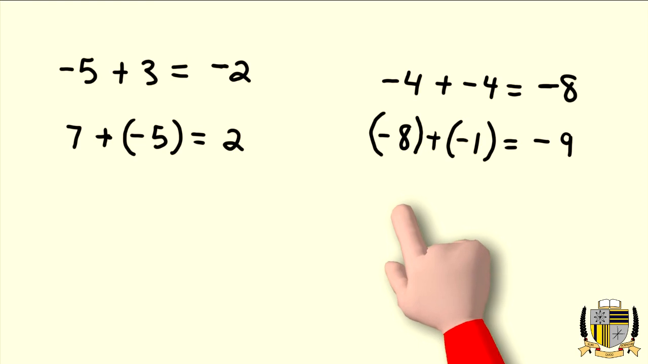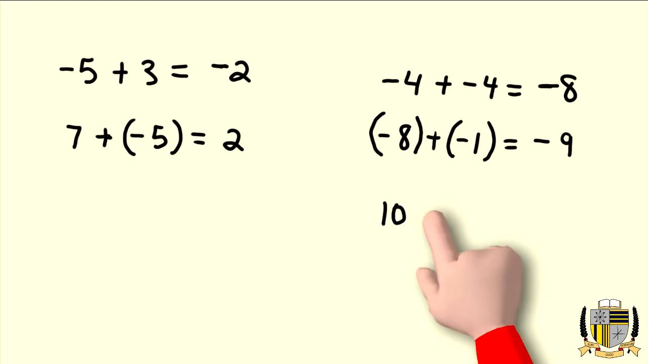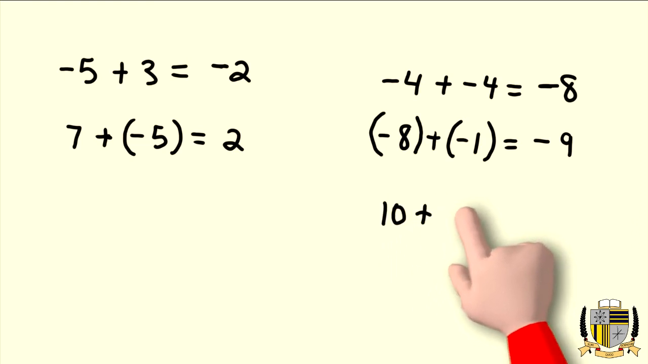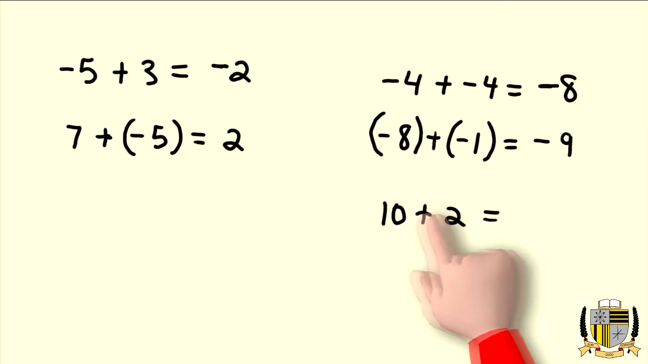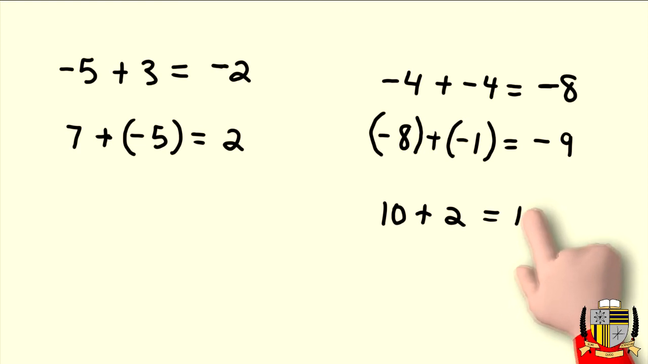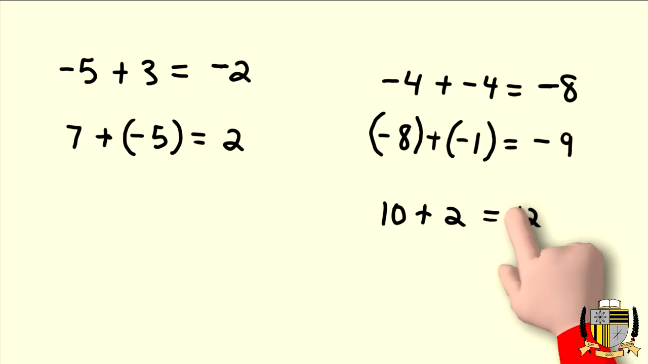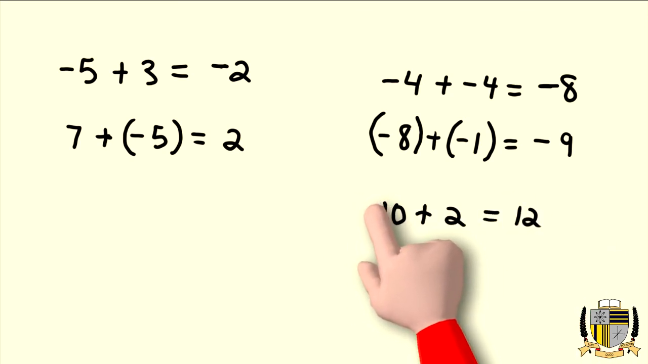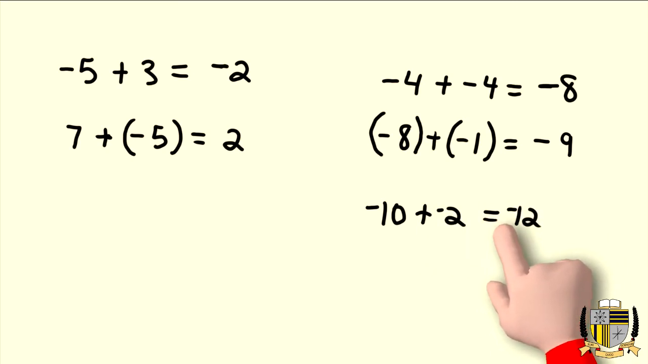And one last example with the signs being the same. I'll say 10 plus 2. They're both positive. This is just straightforward. It's just straight up 12. 10 plus 2 is 12, and the 10 is positive, the 2 is positive, so the 12 is positive. And again, if it was negative here and negative here, the answer would be negative.